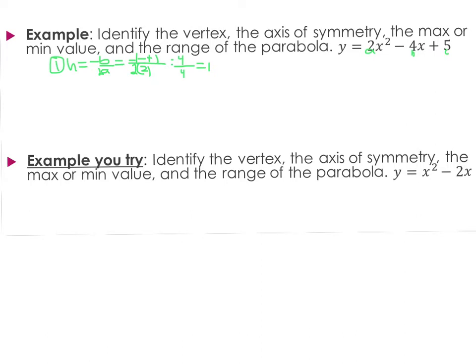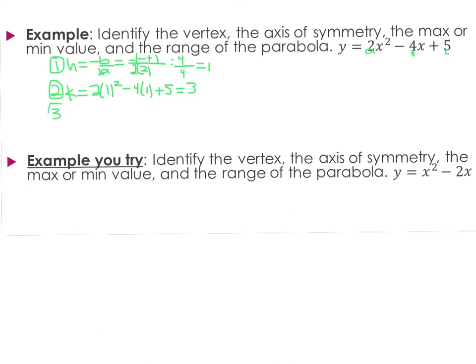Once we have the h-coordinate of our vertex, we can find the k-coordinate by just plugging h into the original equation. So the y-coordinate of my vertex is equal to 2 times 1 squared minus 4 times 1 plus 5. And you would type that into a calculator exactly like you see, including those parentheses. It should give you 3.